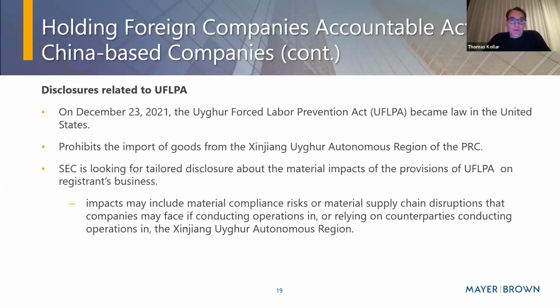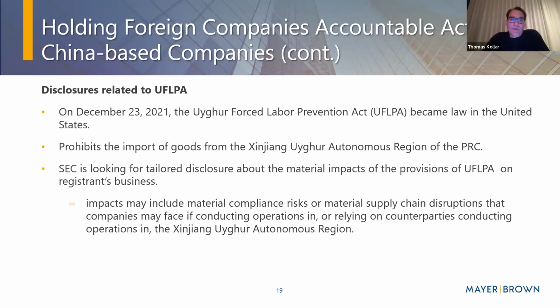We've also seen a very particular disclosure requirement come out by the SEC in 2021 regarding any involvement with respect to the Uyghur community in China. So this is under the Uyghur Forced Labor Prevention Act. This became law in the US in 2021, as I'd mentioned, and this prohibits the imports of goods from the Xinjiang Uyghur Autonomous Region of the PRC.